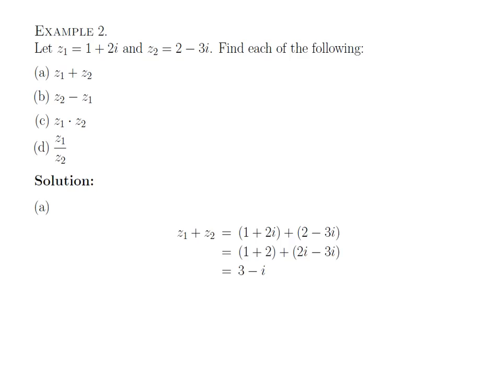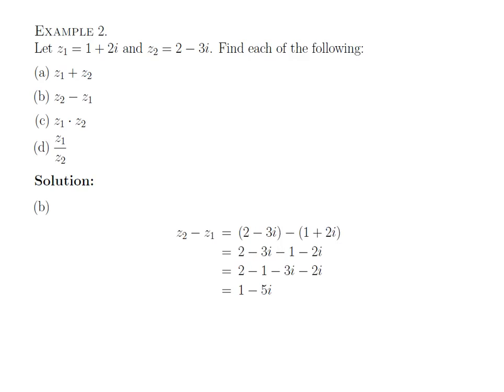So first, the sum. We have 1 plus 2i plus 2 minus 3i, and all we really need to do is combine the real parts and combine the imaginary parts. So if we regroup and we put 1 plus 2 together to get the real part 3, and we put 2i and minus 3i together to get the imaginary part minus i, the simplified sum is 3 minus i.